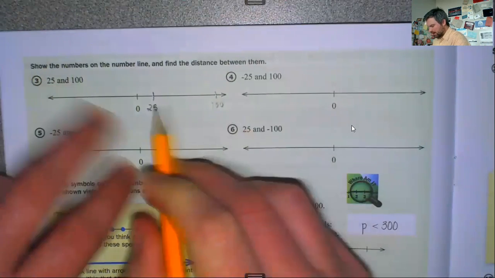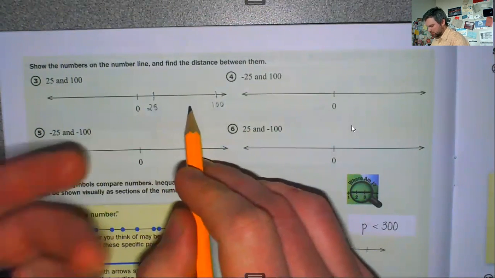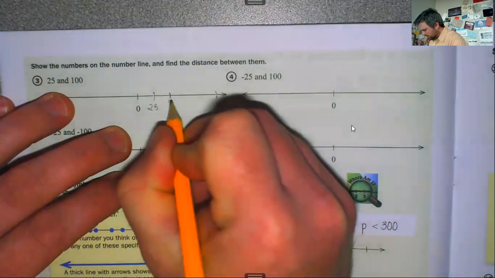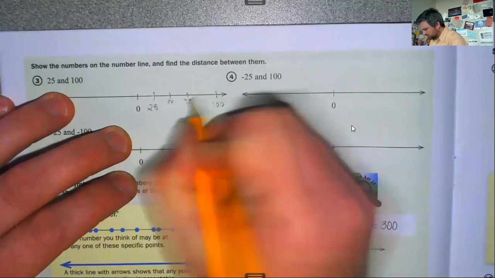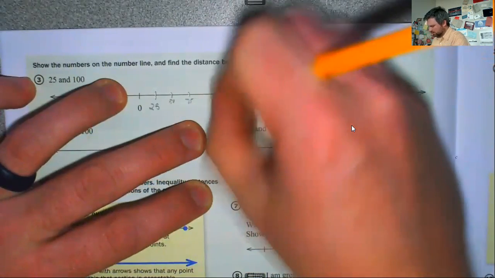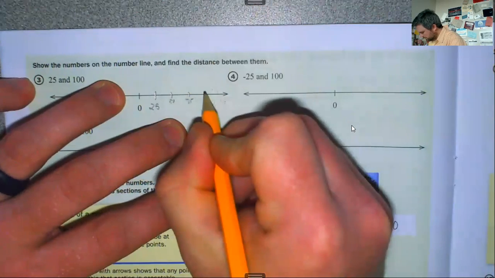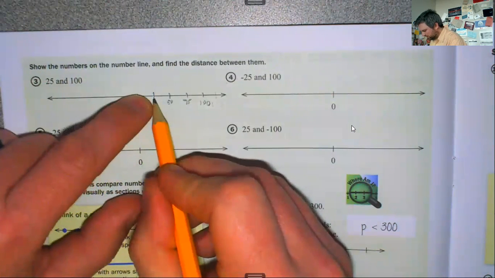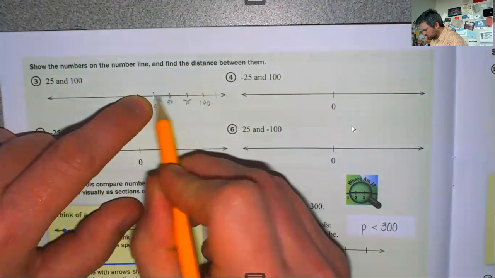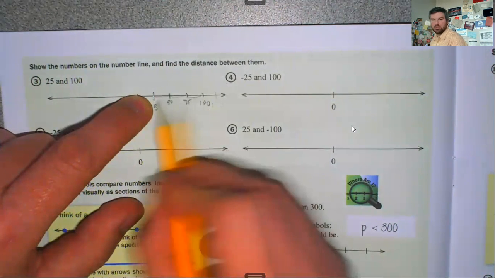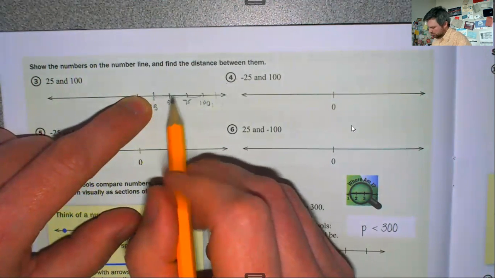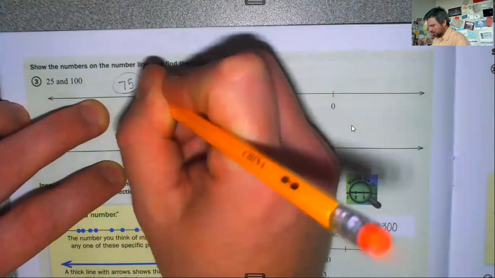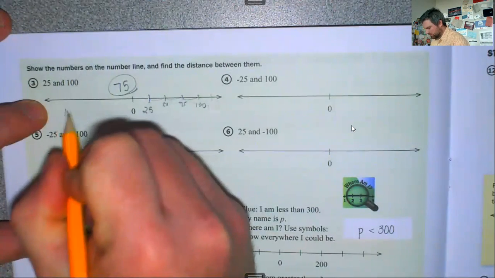Okay, if you want to add some more spaces in there, we could think 25 as like quarters. So you got 25, then you could have 50, and then you could have 75, and then you could have 100. Let's move that 100 just a little bit closer. Okay, how far between 25 and 100? Well, that's 1, 2, 3 spaces that are worth 25. So that's like having 3 quarters. So that distance is 75. Okay, that's also thinking 100 minus 25.